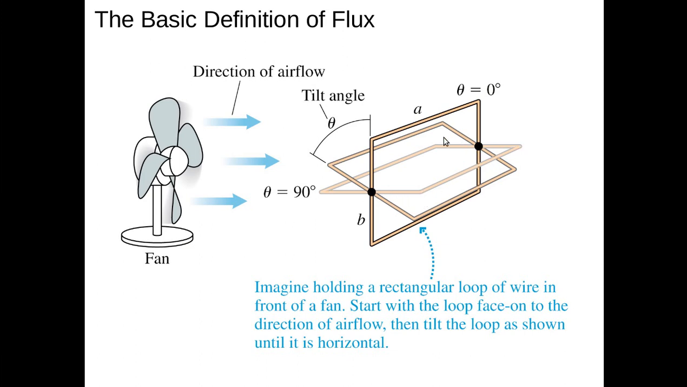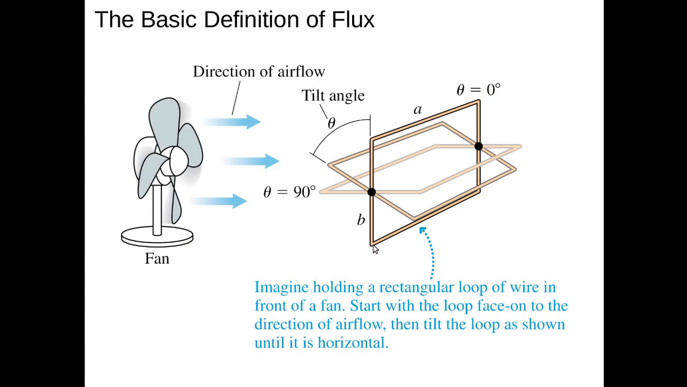When the loop is parallel to the floor, there's no wind passing through that loop. So all the wind is just passing over it, passing under it. There's nothing actually passing through the loop. When you start to tilt it, some of these wind speed vectors are actually going to be passing through the loop. And then the more you tilt it to perpendicular, the more wind speed vectors are passing through that loop.